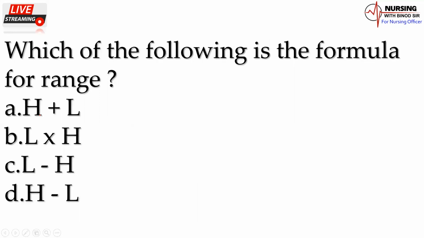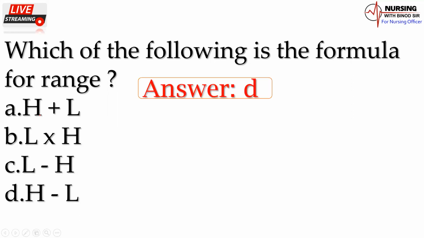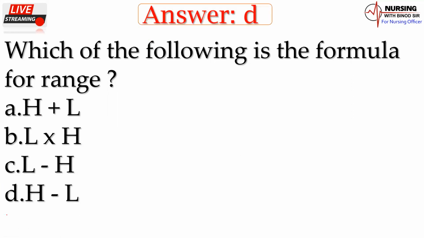Which of the following is the formula for range? Option A, H plus L. Option B, H into H, L into H. C option, L minus H. D option, H minus L. So what would be the right answer of this question? So here the answer would be the D option, H minus L. You must have to remember this. Have you got it? Now we'll come back to next question.